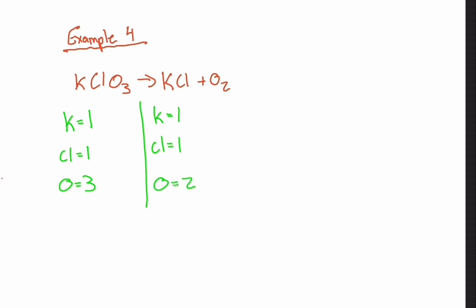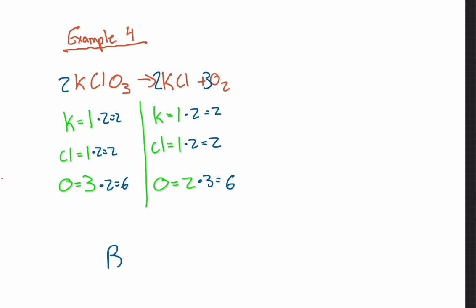We need the total number of oxygen atoms to be the same on both sides. We can place a coefficient of 2 in front of the KClO3 and a coefficient of 3 in front of the O2 to get an even number of oxygens. But then we need to put a 2 in front of the KCl to balance the other elements. Now each side has 2 potassium atoms, 2 chlorine atoms, and 6 oxygen atoms. The decomposition reaction is now balanced.